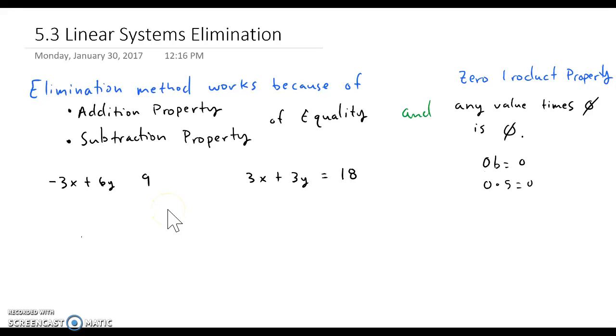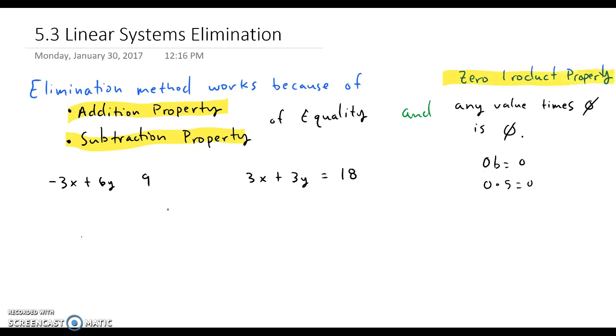Okay, in today's video, we're going to talk about linear systems using elimination. So we're going to use this elimination method. Let's discuss why this method works or what it is before we even get into any examples. The elimination method works because of the addition and the subtraction properties of equality. And that's important to understand why it works. We can use this method because of these two properties and because of the zero product property.